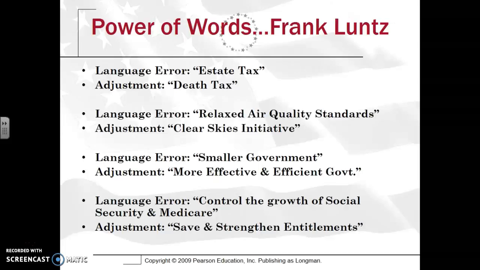Now, it is important to note the power of words and how you phrase a poll. If you said, hey, how do you feel about an estate tax? That is probably a more neutral way. But if you were to say, hey, how do you feel about a death tax? Nobody likes that. That sounds very biased.